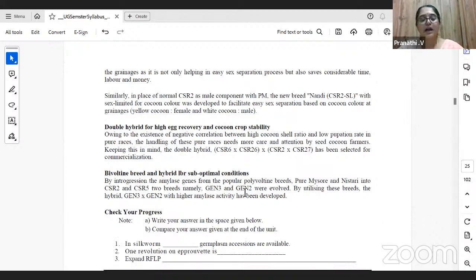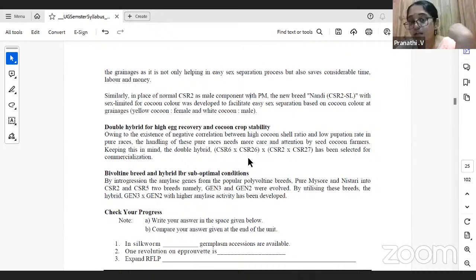Now, double hybrid for high egg recovery and cocoon crop stability. Because of the high cocoon shell ratio and low pupation rates in pure races, you need more care, you need more attention to handle the pure races. So you need better or effective labor, which is again very costly. Keeping this in mind, you have a double hybrid, which is CSR 6, CSR 26, crossed with.